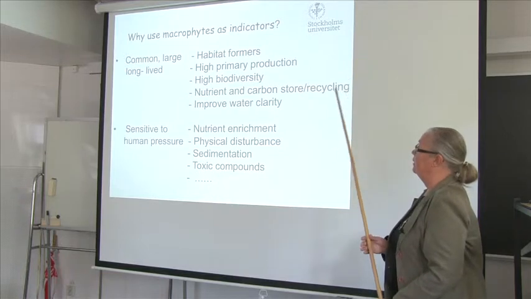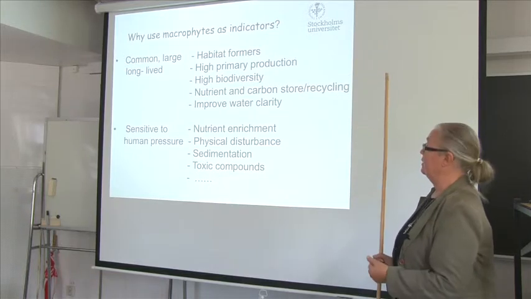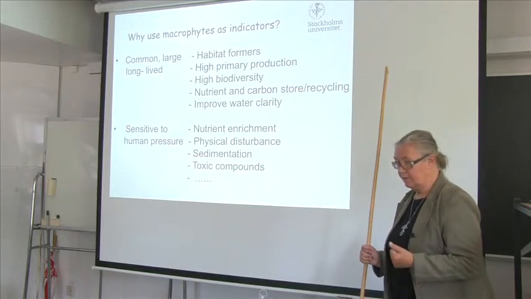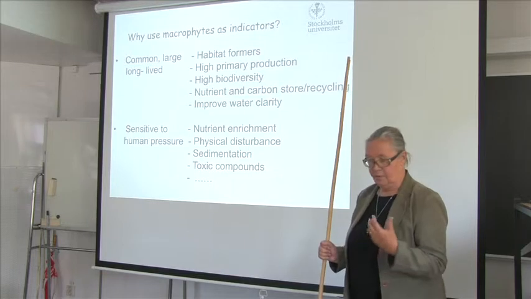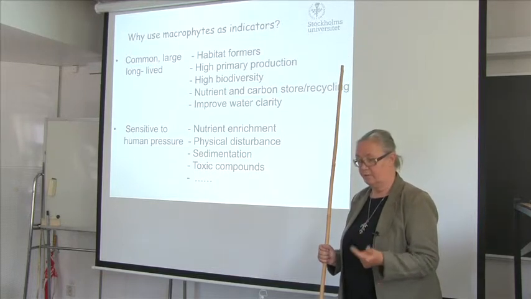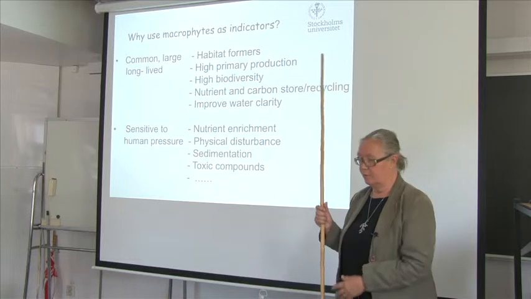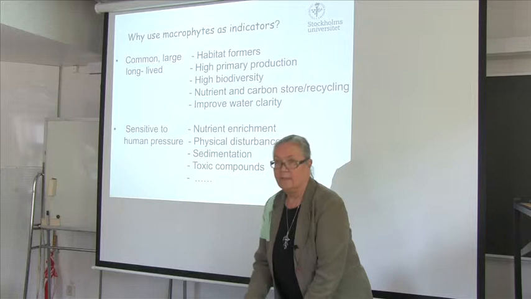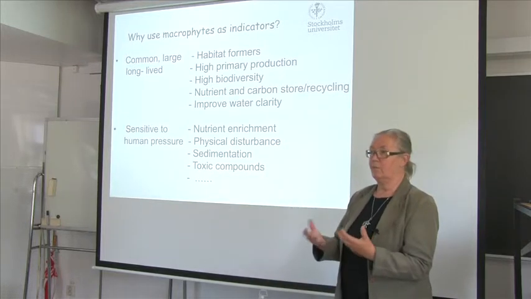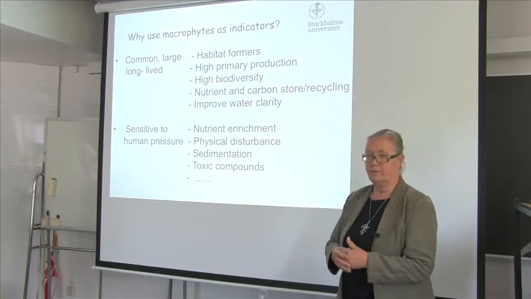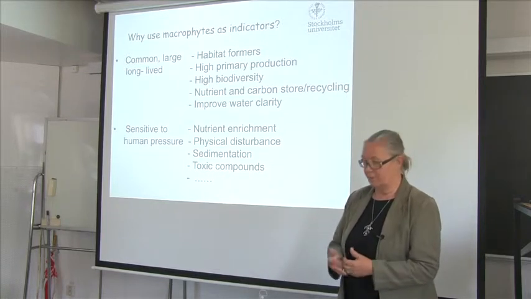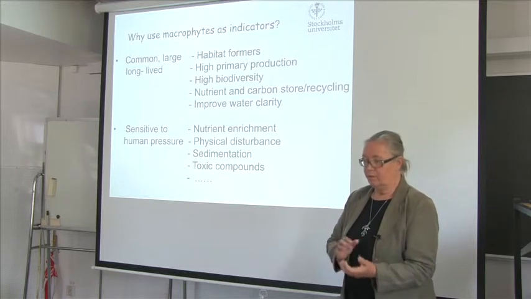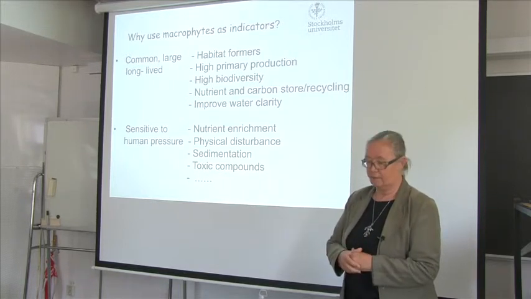So we can use them in different ways as indicators. The macrophytes, specifically, should be common, large, long-lived. The habitat-forming individuals are good, with rather high productivity. Fucus vesiculosus and other macrophytes also include a lot of high biodiversity, lots of other species. They could work as nutrient and carbon storing, recycling indicators.